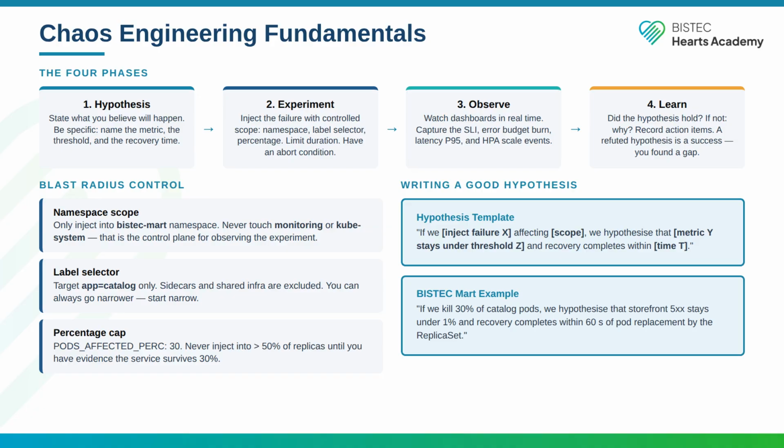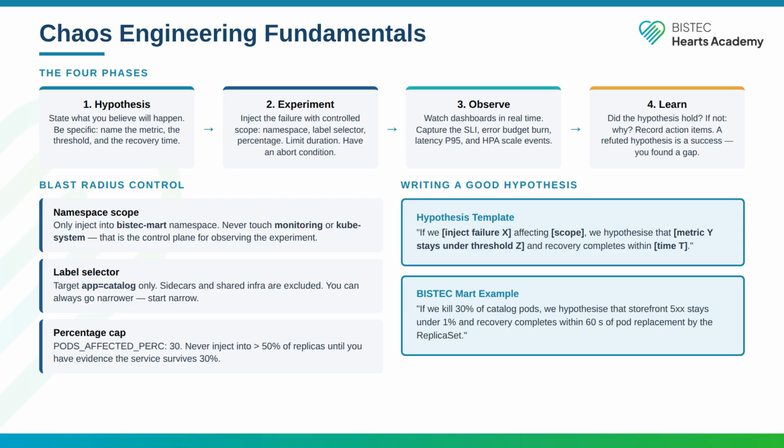Blast radius control is what separates chaos engineering from production sabotage. Scope every experiment by namespace, by label selector, and by percentage. Never run chaos against your monitoring stack. If Prometheus goes down during a chaos experiment, you can't observe the outcome.